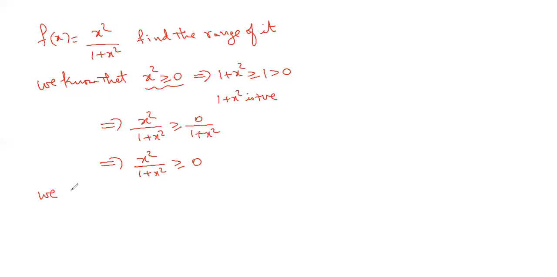Now, another fact. We know that x square is less than x square plus 1, not even equal to, because you are adding 1 to x square. So definitely x square plus 1 is greater than x square. See, I'm doing it in two cases. You can do it in one case also. After that, I will explain how to do it in one case. So x square is less than x square plus 1.